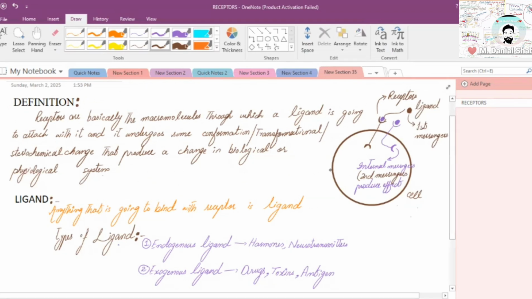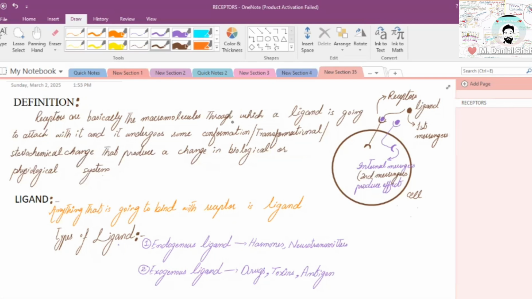We have done today the definition and ligand. Receptors are basically the macromolecules. And you people know what the macromolecules are. Macromolecules are carbohydrates, proteins, lipids, and nucleic acids. These are the macromolecules, right? Through which it means that receptors are basically proteins. There might be receptors that are proteins, these might be lipids, these might be nucleic acids.